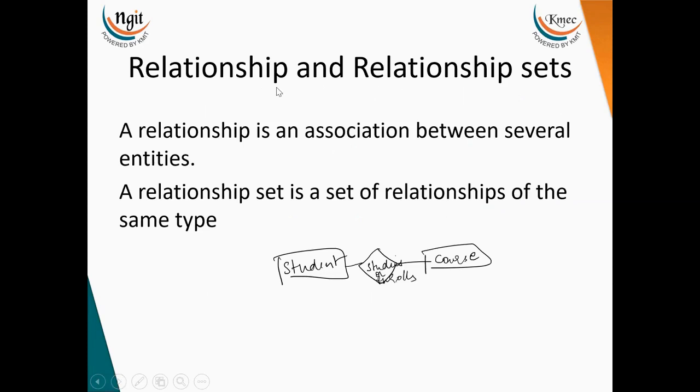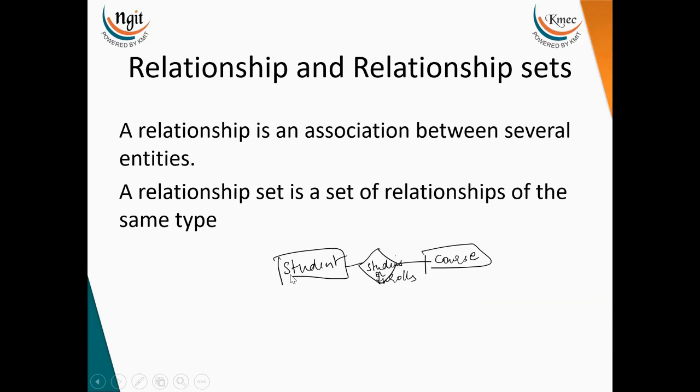A relationship is defined as a connection or association between several entities. Let us take this example, that is student as one entity, course as another entity. So what is the relationship between these two? Student studies in any course. So here studies or enrolls is a relationship between these two entities, and the relationship is represented using a rhombus symbol. Coming to relationship set, it is a set of relationships of the same type.